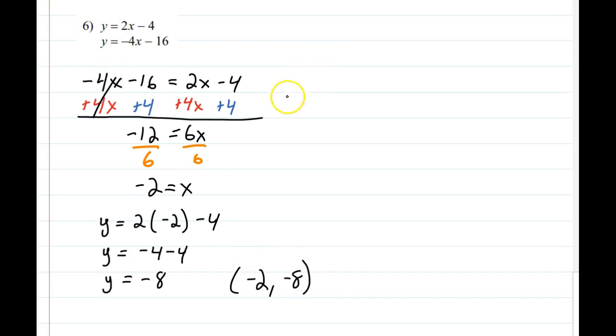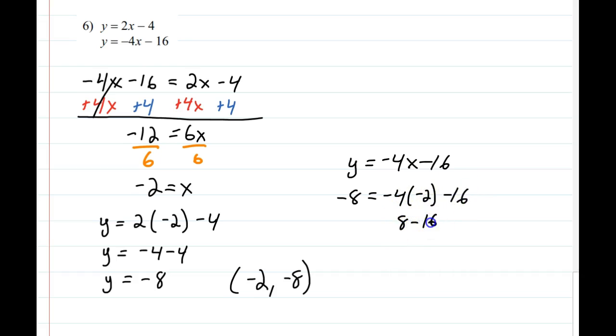I'm going to plug that in. Since I used the top equation, now I'm going to check it in the bottom equation. Into this one, y equals negative 4x minus 16. So I think y is negative 8. So if I'm right, 8 minus 16 equals negative 8. So it works.